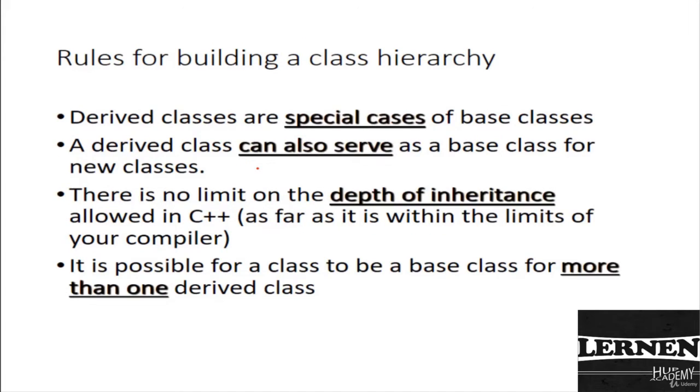The rules of building a class hierarchy: a derived class is a special case of the base class. A derived class can also serve as the base class of a new class, and there is no limit on the depth of inheritance allowed in C++, as long as it is within the limit of your compiler. It is possible for a class to be a base class for more than one derived class. Remember that.